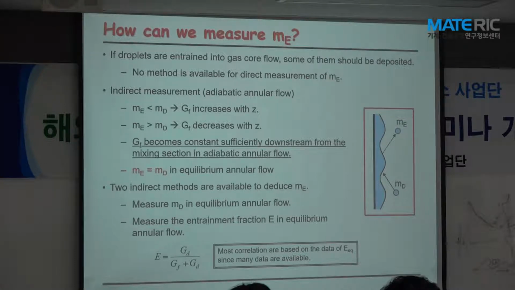But there is only one direct method. If the interface behavior can be visualized perfectly, in that case, you can directly measure the entrainment rate. Maybe some researchers try it, but it's difficult. Anyway, in my case, we selected the indirect measurement for adiabatic annular flow.